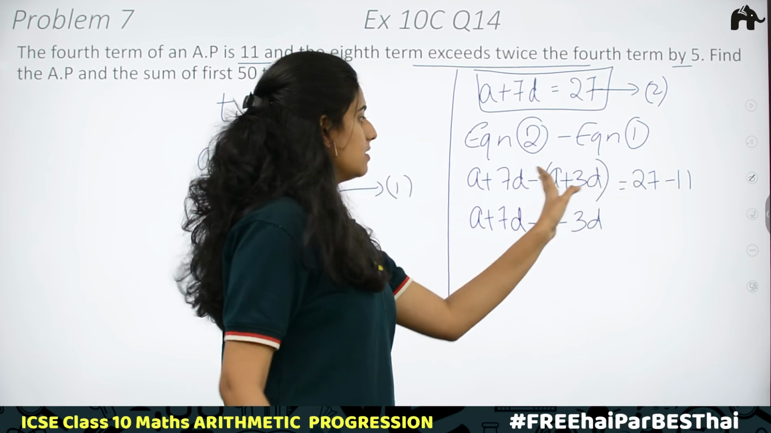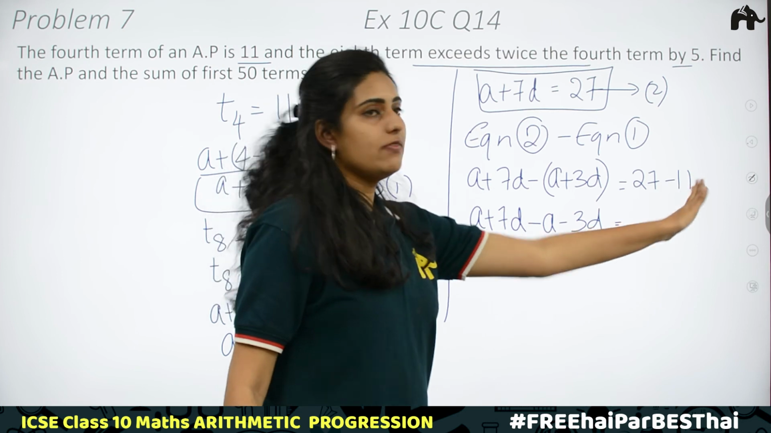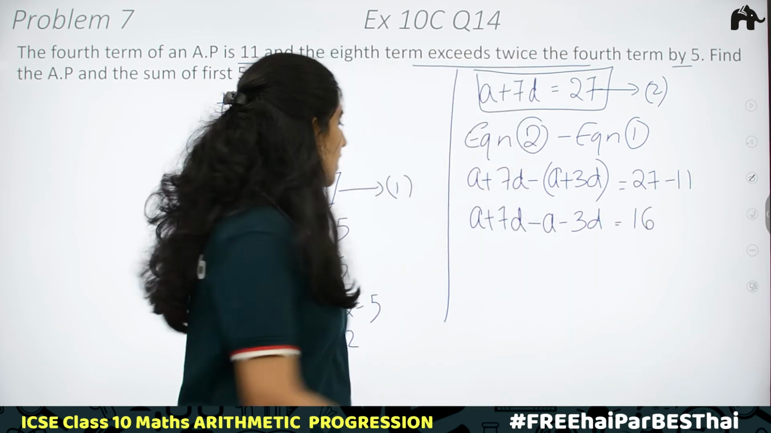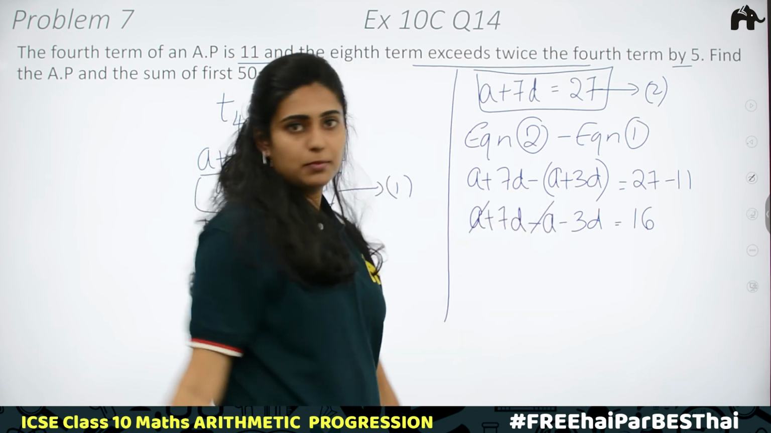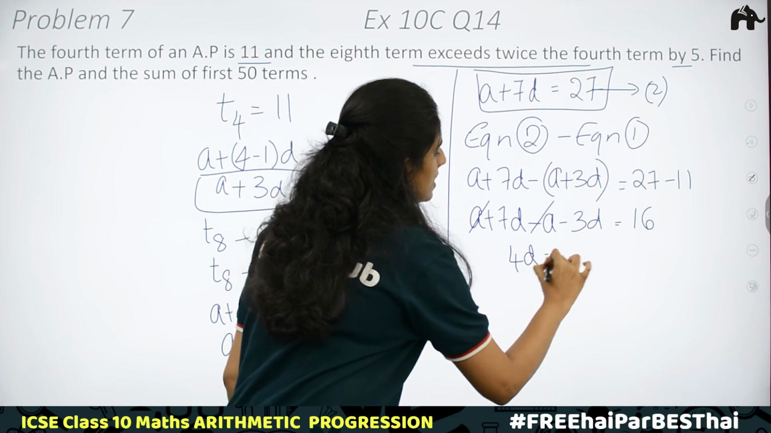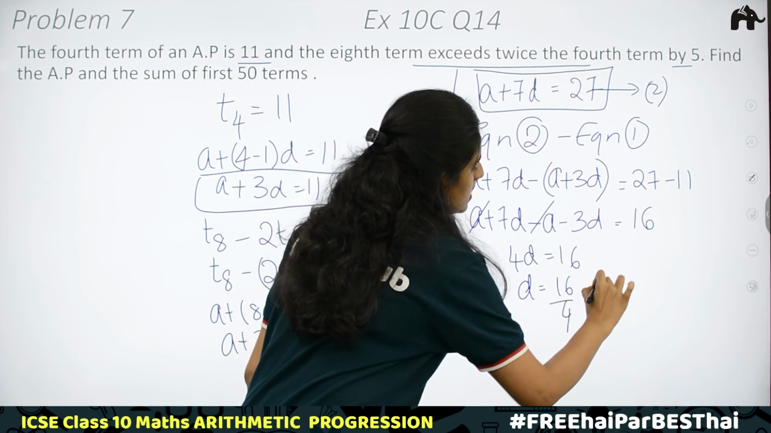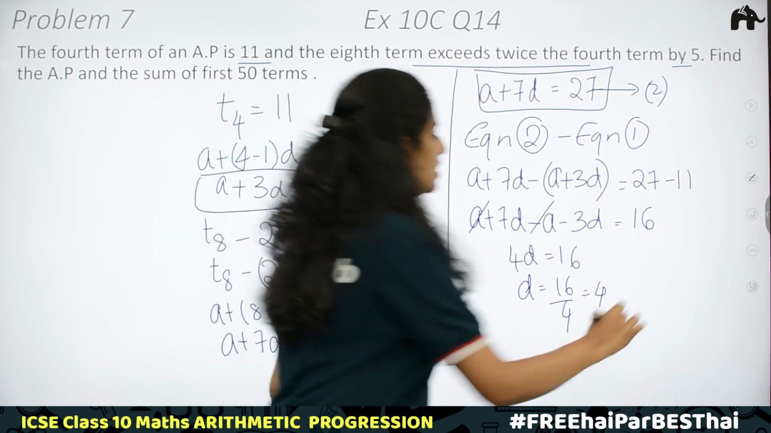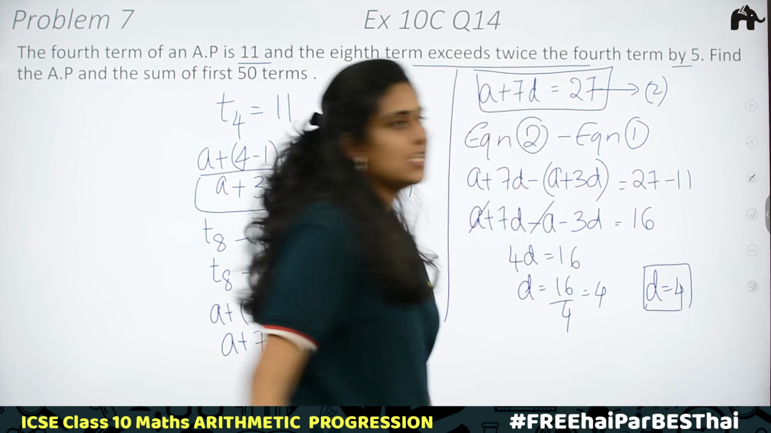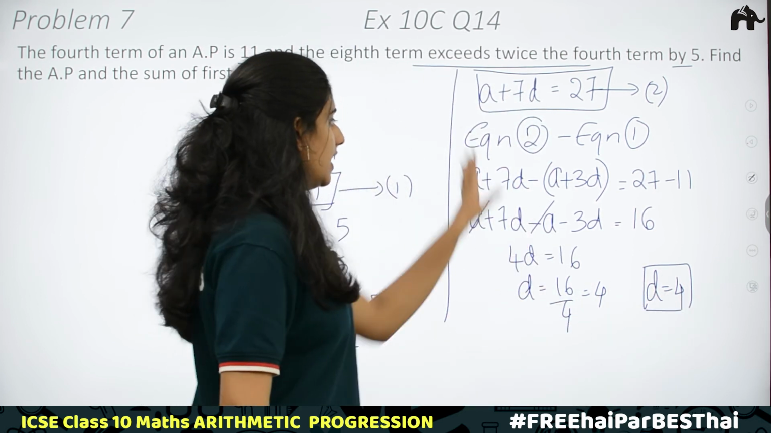A plus 7D minus A minus 3D. Removing the brackets and distributing the negative sign, equal to 27 minus 11, which is 16. A minus A can be removed. Then we have 7D minus 3D, which is 4D, is equal to 16, and D is equal to 16 by 4, which is equal to 4. We got the value of D is equal to 4. Common difference is 4.